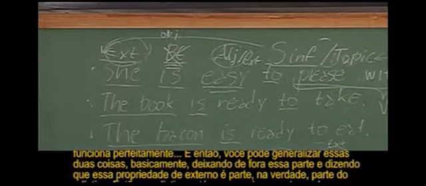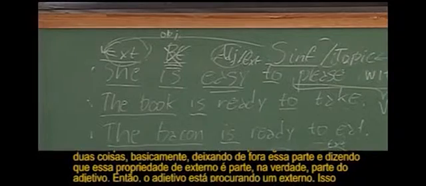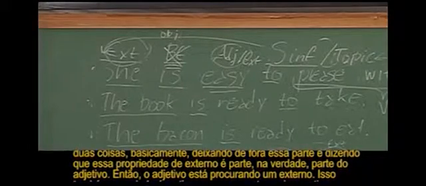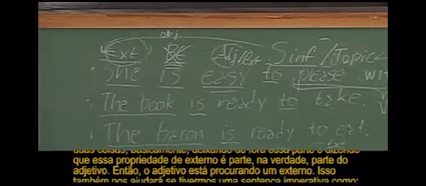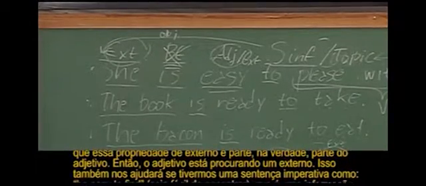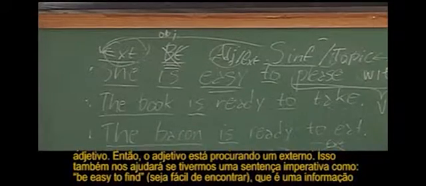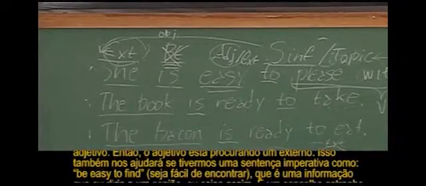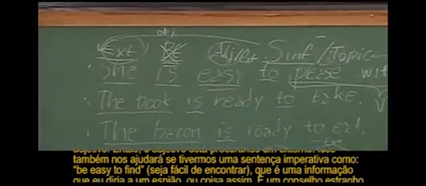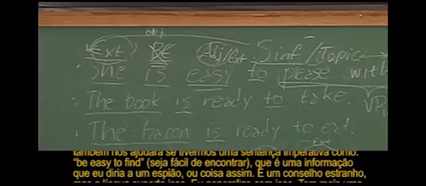This is also going to help us out if we have an imperative sentence like "be easy to find," which is a direction I might give to a spy or something like that. It's a weird kind of direction, but the language supports it. So I generalize to that. There's one more thing I'd like us to say about this construction before we go to the break.